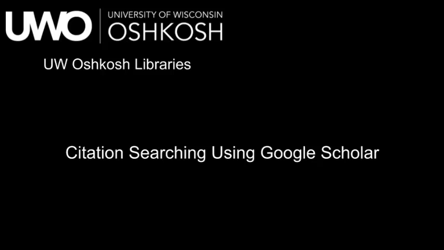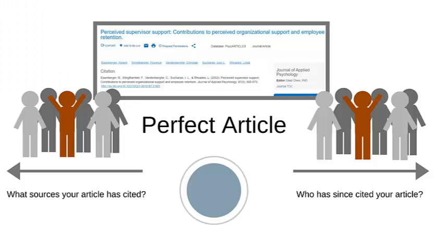Hello. This short video will briefly cover how you can use citation searching in Google Scholar to quickly gain many useful and relevant items on your topic. Published research on any given topic can be seen as a conversation. Much like any conversation, a stream of research on a topic will change and evolve over time based on the voices that have contributed to it.